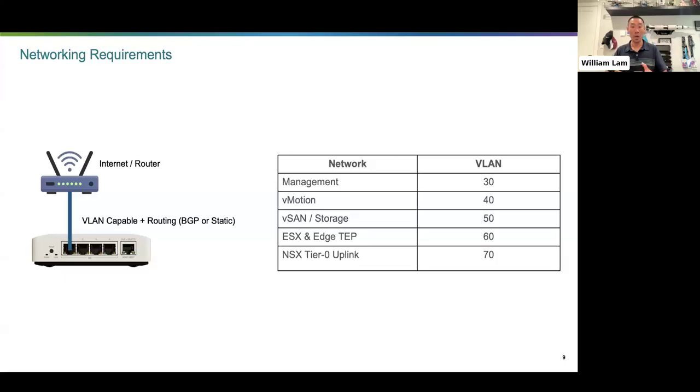So you can get started with very minimal networking, but you will need at least a minimum of 5 VLANs to get started. Like I said, the management network, your vMotion network, and then your vSAN or some alternative storage network. We'll talk about some of the options there. And then we do configure the tunnel endpoints automatically for you. So this is for your ESX host. And then if you decide to deploy the edges, we'll go ahead and leverage that same VLAN.